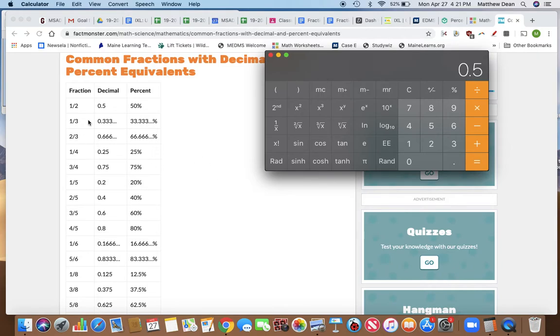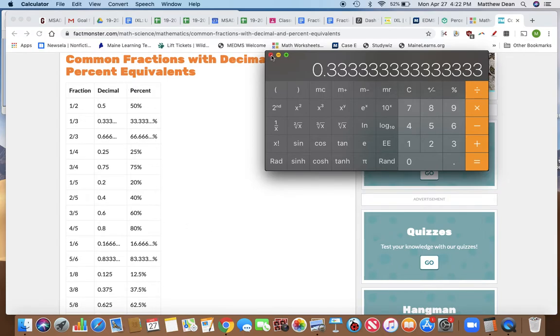Another common one here is 1/3 for a fraction. So I want to find my decimal. I do 1 divided by 3. It gives me this long string of 3's, which is a repeating 3, so it's 0.33, and that percent is 33.333%, so you would just move it over 2 places. Right there, we've got 33.3%, and then we've got this whole table of common percents.